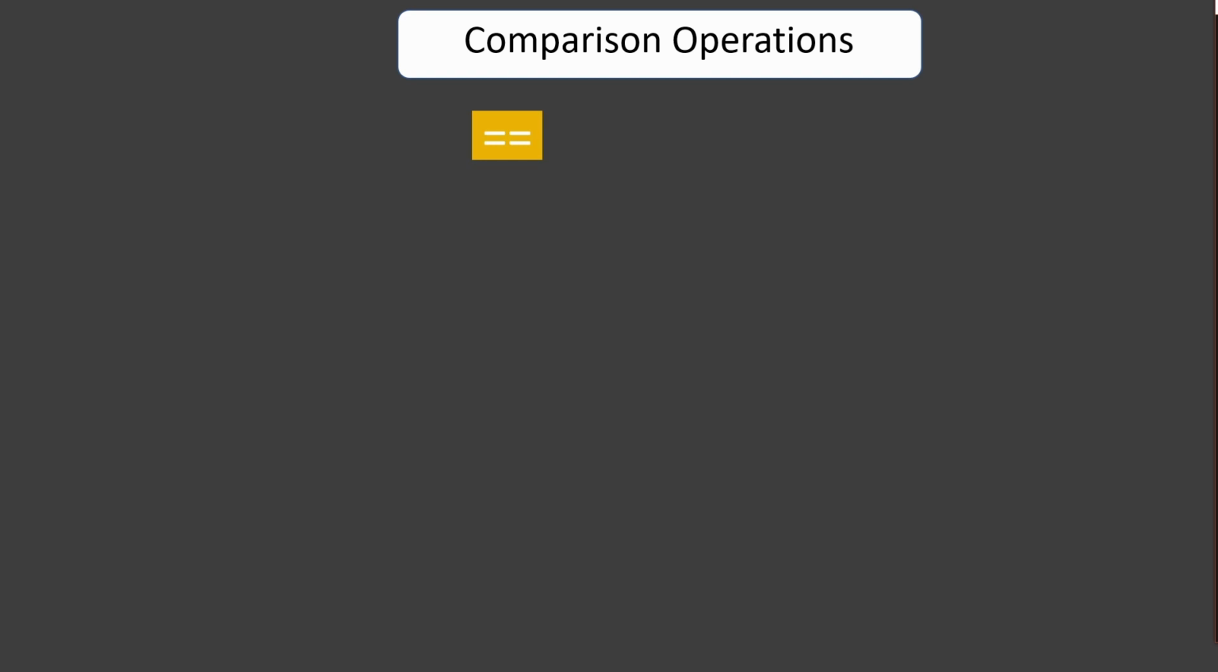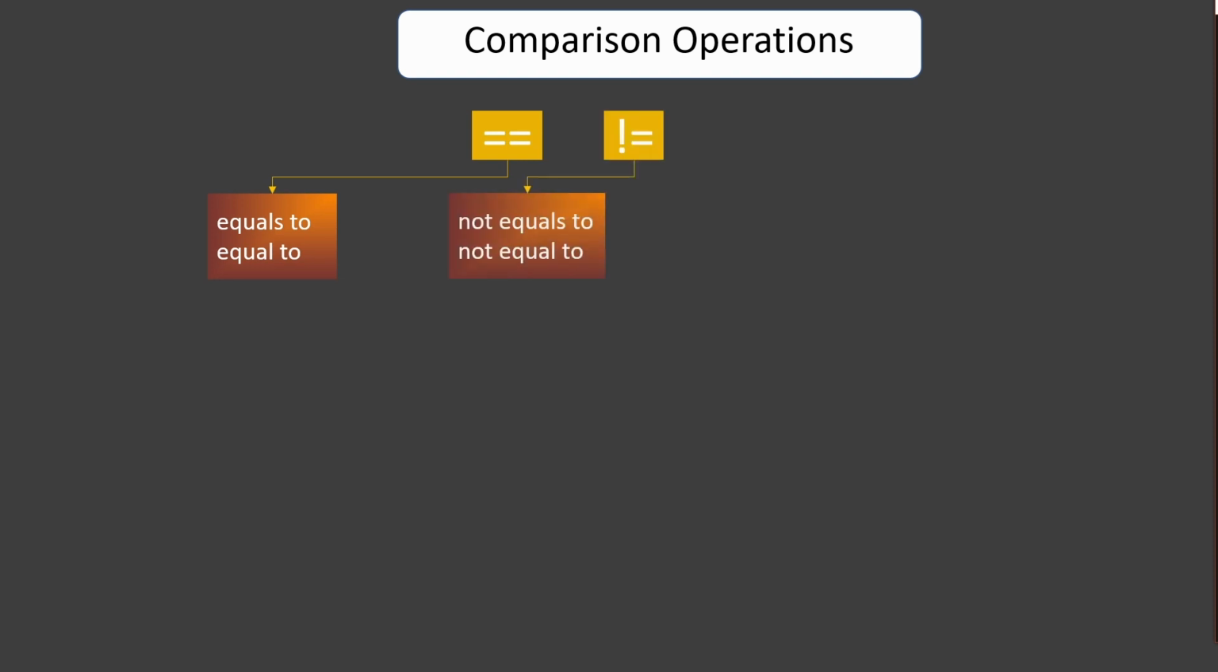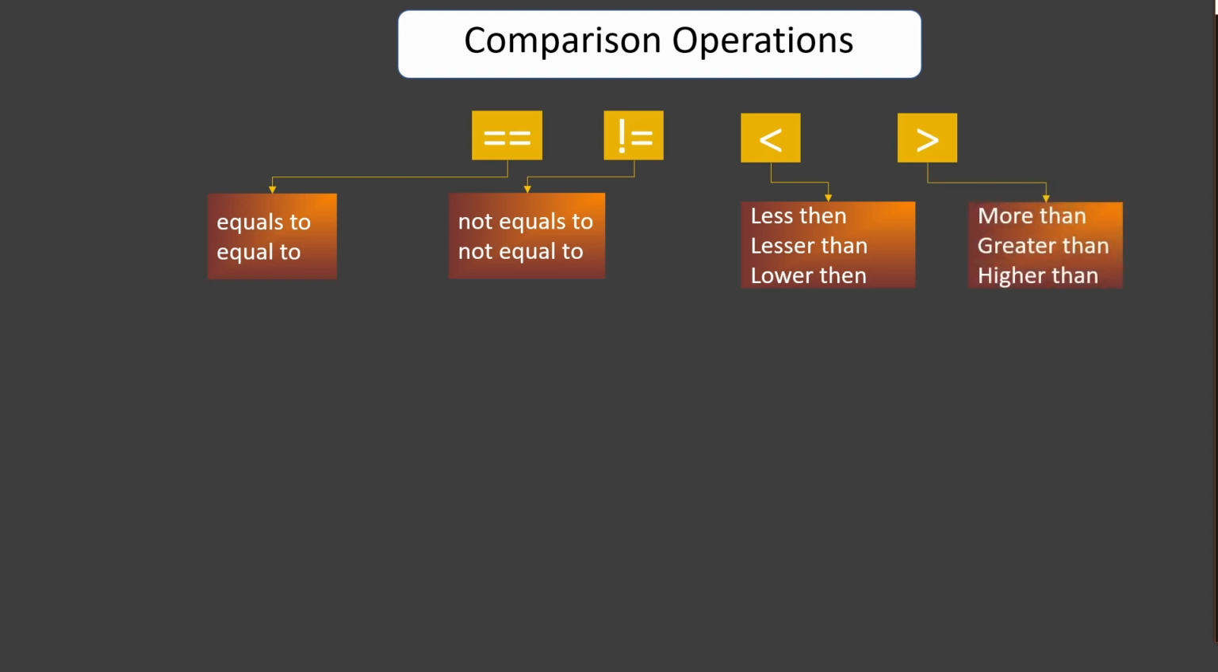They are referred to logically as equal to. In TagUI, the same statement can be stated as equals to or equal to. Both mean the same. And not equal to, which is not equals to or not equal to, they mean the same. Less than, lesser than, or lower than means the same from a comparison standpoint in TagUI. And then you have greater than, more than, higher than, which mean the same.